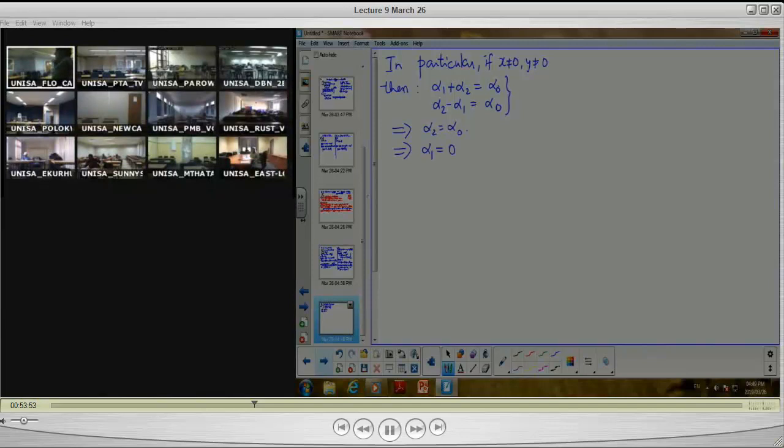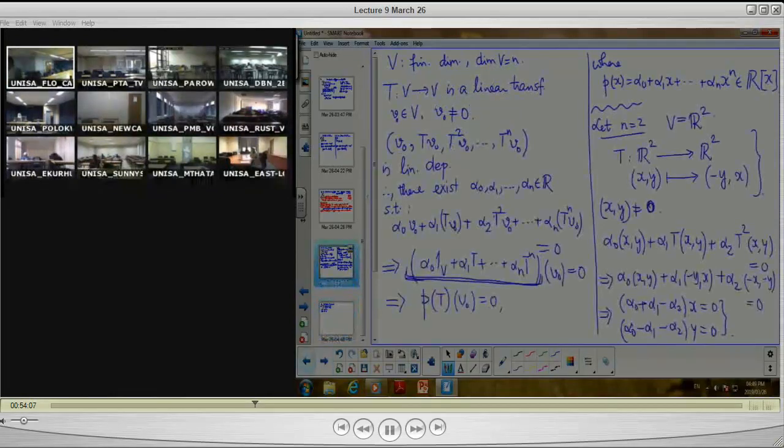Could you please explain how we got alpha 1 plus alpha 2 is equal to alpha 0? Well, you have these two equations, right? If you assume both x and y to be non-zero, the first one should give you alpha 1 minus alpha 2 is minus alpha 0, and the second one should give you alpha 1 plus alpha 2 is alpha 0. So alpha 1 becomes 0 immediately.